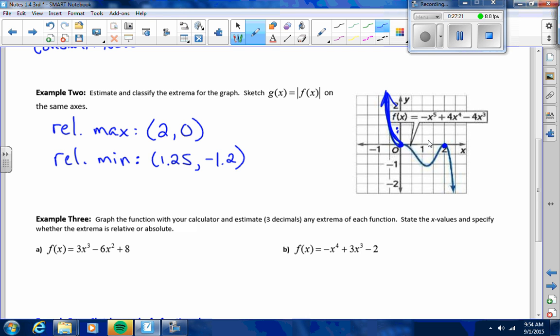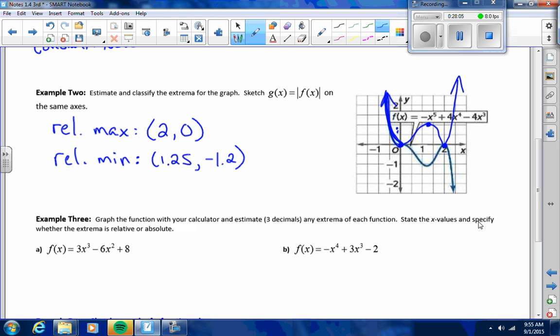The portions below will get flipped over. So let's look at this here. It was at 1.25, negative 1.1. So that gets flipped over to 1.25, positive 1.1. So we can draw that portion. And then that part, instead of it going down, it needs to go up. So from that 0, going up. Do you see how you do that absolute value graph? Do you have any questions about it?